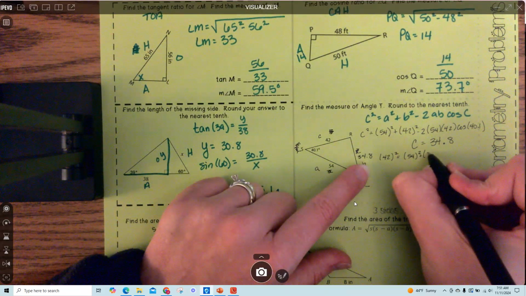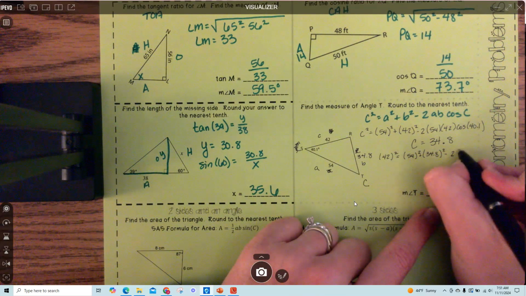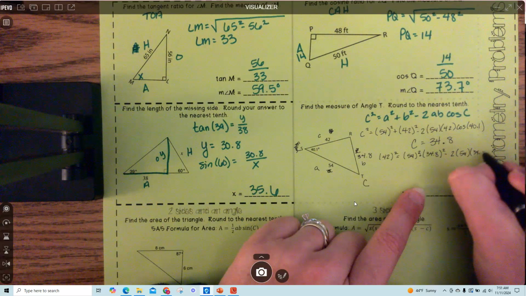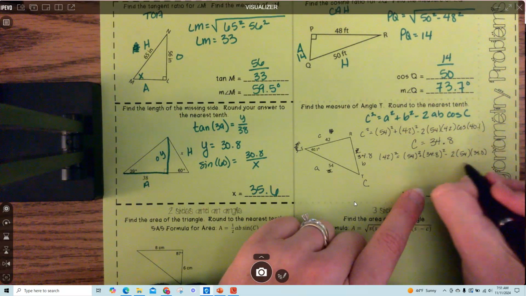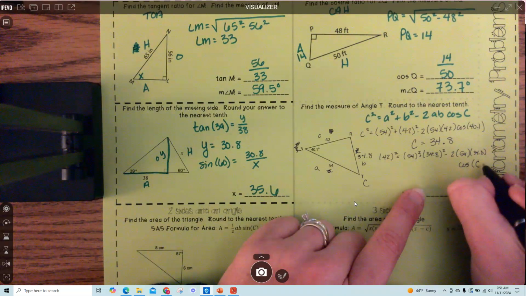B plus 34.8 minus 2 times A times B. I'm running out of room. And then times, I'm just going to do the cosine here, cosine of angle C.